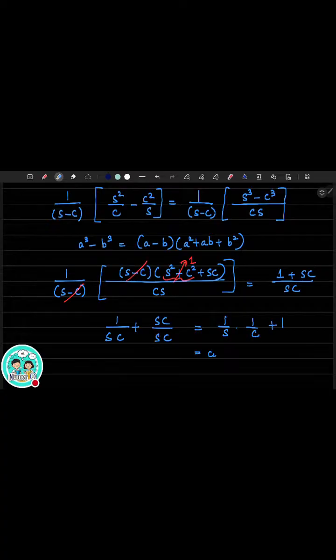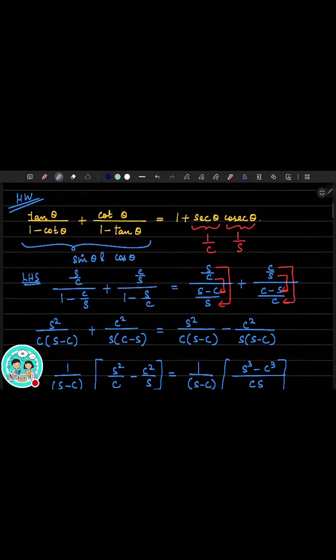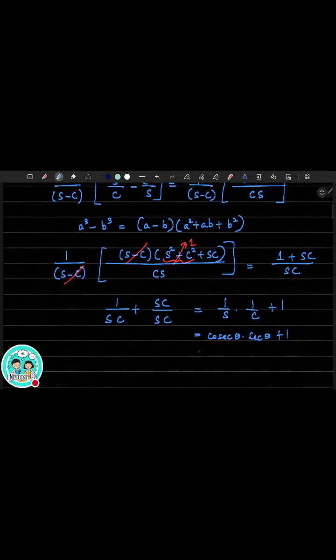What is 1 by sine? It is cosecant of theta. 1 by cos is secant of theta. Plus 1 is what is the RHS. So 1 plus secant into cosecant. So this is equal to your RHS, hence proved. Okay, so this is how you do it. Let me know if you have understood.